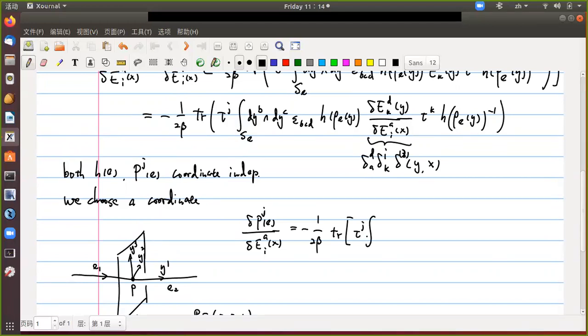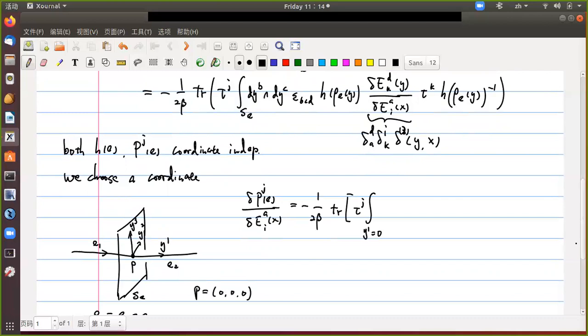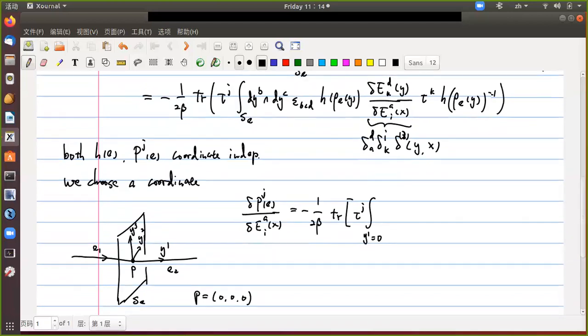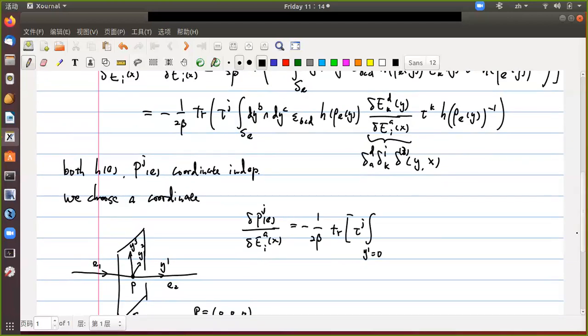And then you have a surface integral, and the surface integral is located at y1 equals 0. So this surface is defined to be y1 equals 0. y1 is a function in 3 dimensions, and y1 equals 0 defines a hypersurface in 3 dimensions, which is a 2-dimensional surface.